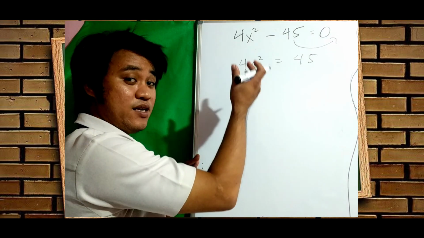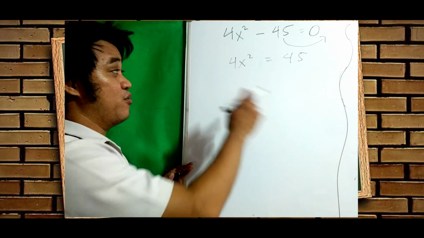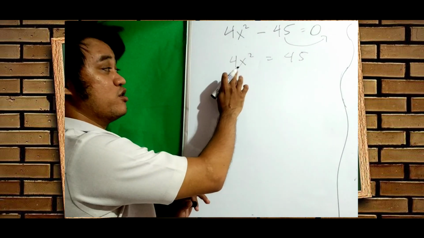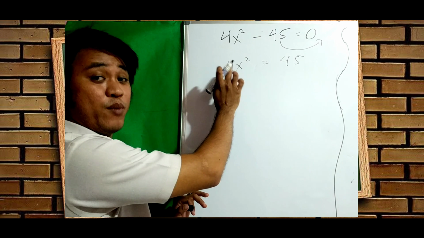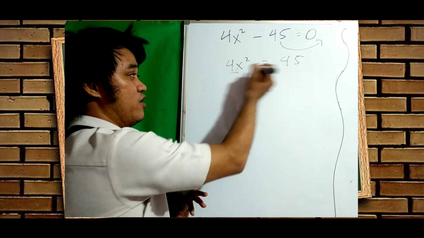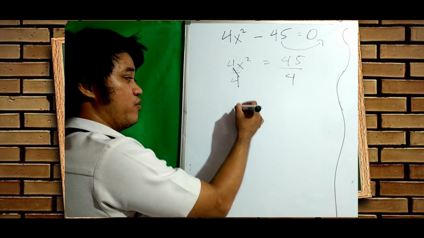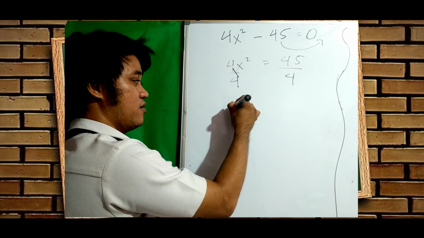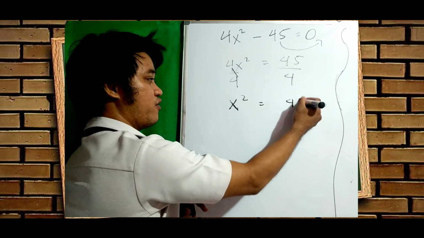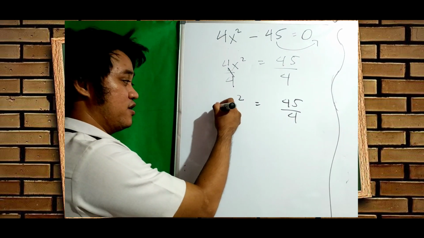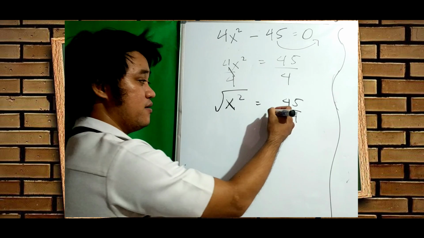As you can see in the last example, you need to isolate the letter x or the variable. So you need to eliminate the numerical coefficient. We divide both sides by 4. So we have x squared is equal to 45 over 4. Now, you need to get the square root to eliminate the second degree.